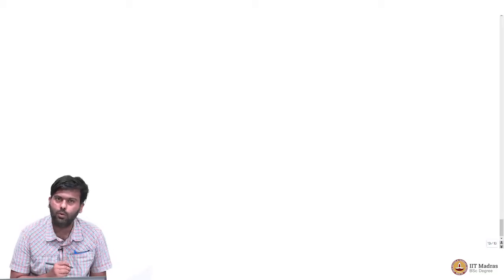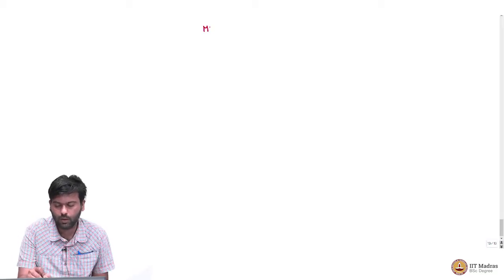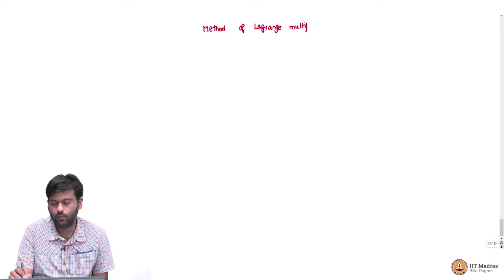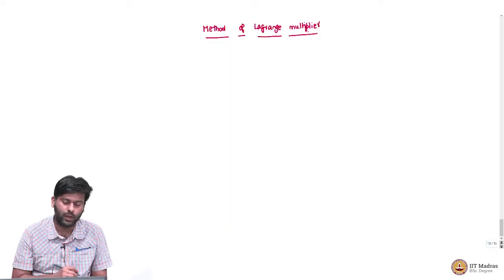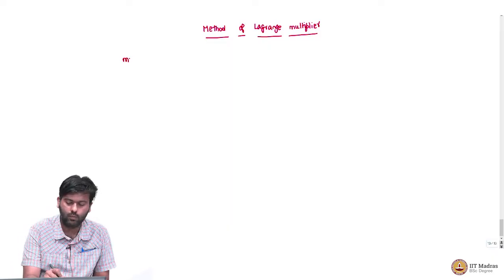Okay, welcome back. What we are going to do now is look at the method of Lagrange multipliers, specifically to solve constrained optimization problems with an equality constraint, which are of the form: minimize over x, f of x, such that g of x equals 0.